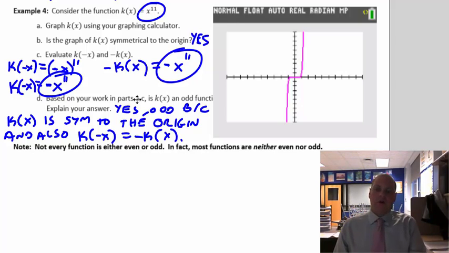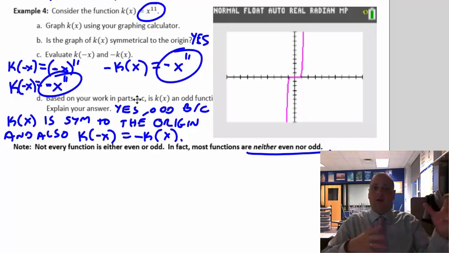All right, so note, not every function is either even or odd. In fact, most functions are neither. So again, a function doesn't have to be even. It can be neither even nor odd. Even is symmetrical to the y-axis. Odd is symmetrical to the origin with that 180-degree rotation, or you flip your paper upside down and see if it looks exactly the same. Most functions are neither. Think about everywhere these functions can be. Unless they're perfect over the y-axis or perfect over the origin, they're not even and they're not odd.